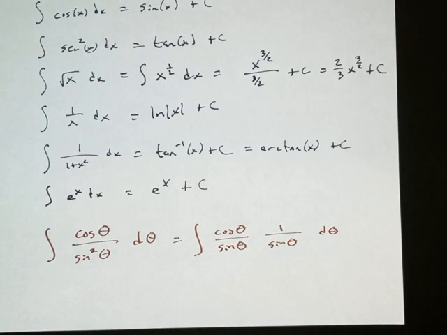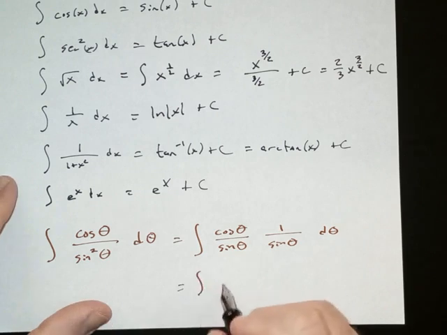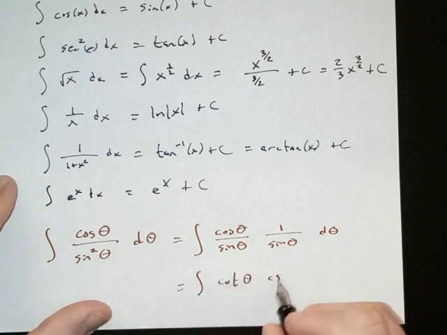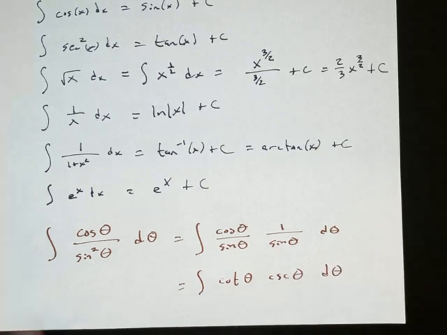Cosine over sine is what other trig function? Cotangent. And cosine, because the cosine is on top. And 1 over sine, this is where I screwed up. 1 over sine is cosecant. And now I look at page 403 at my table, or at my formula sheet off the exam, and I say cotangent cosecant. That's on there somewhere, isn't it?